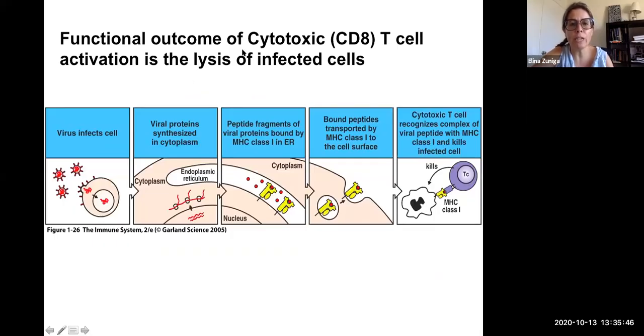So what is the functional outcome, finally, of the other subpopulation of T cells, the cytotoxic CD8 T cells? Upon activation, they lyse infected cells. So here we have a virally infected cell, and again, this could be endothelial cells, and this virus may be the SARS coronavirus 2.